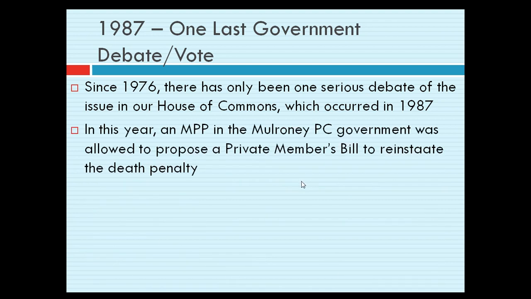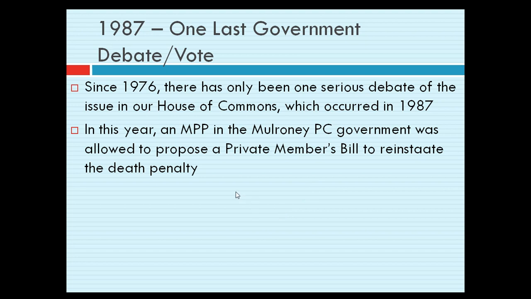Mulroney himself didn't want to reinstate the death penalty. He was very opposed to it, but he at least wanted to give his members the ability to have a voice. And so what he decided to do was allow a member within his government to present what's called a private member's bill. The private member's bill meant that it was just the view of the individual MP, and that should say MP, not MPP, because it's the federal government.